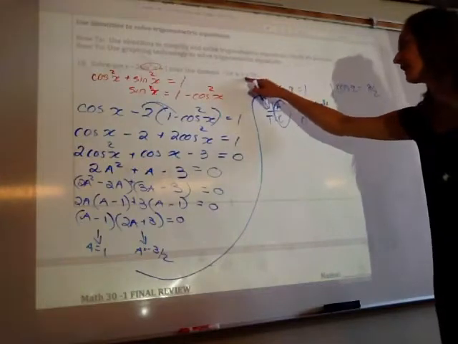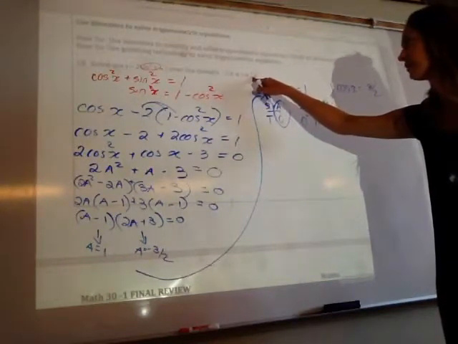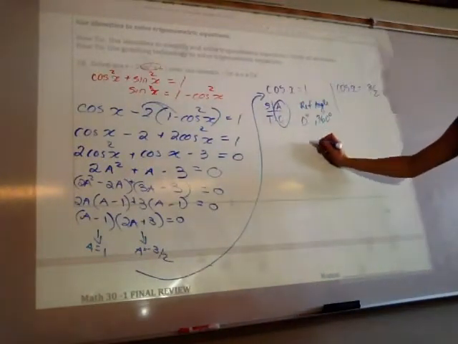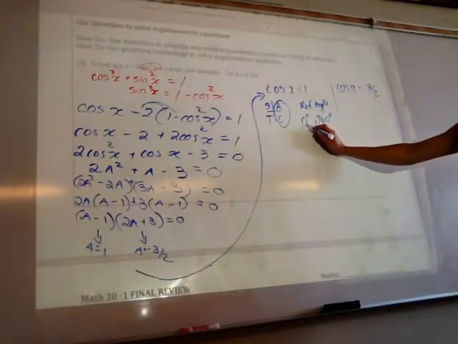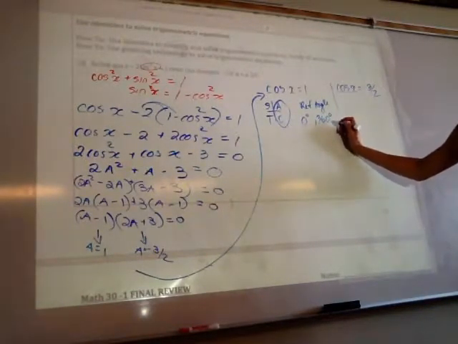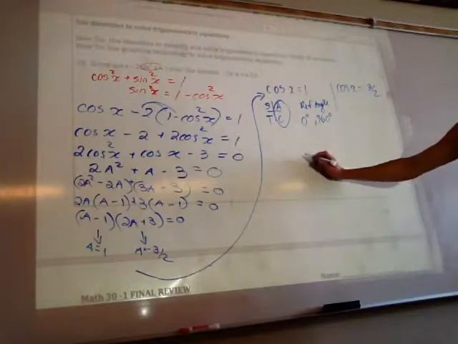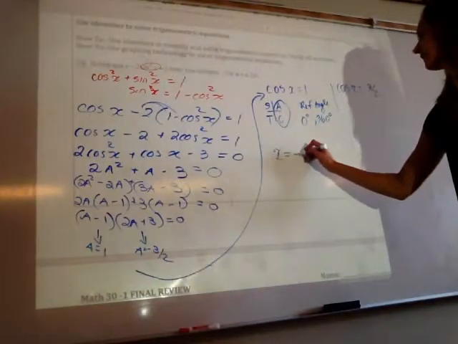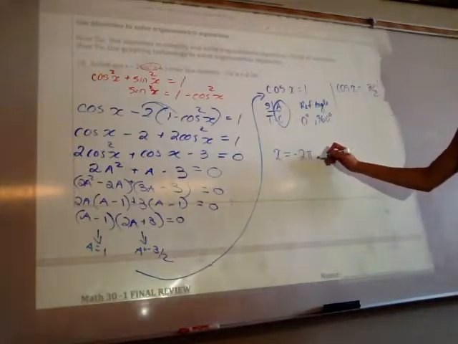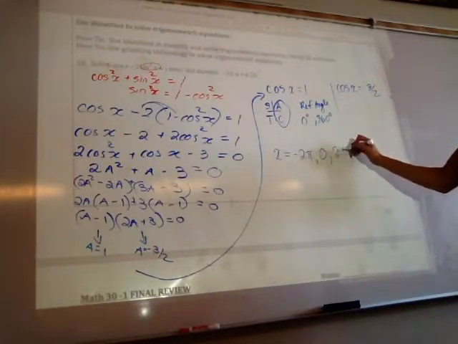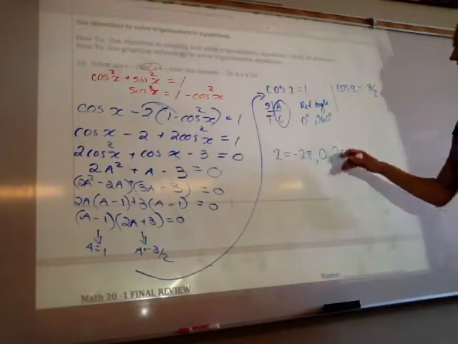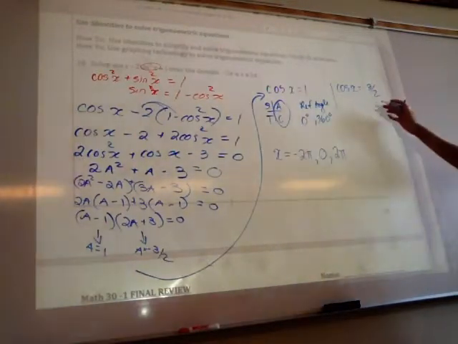Looking at the domain, it's going between 2 pi and negative 2 pi. So if I were to stretch this out, okay, 0 plus 2 pi is 2 pi. 0 minus 2 pi is negative 2 pi. So I have solutions negative 2 pi, 0, and 360 is actually 2 pi. Okay, so that's from the first ratio. Let's look at the second one.